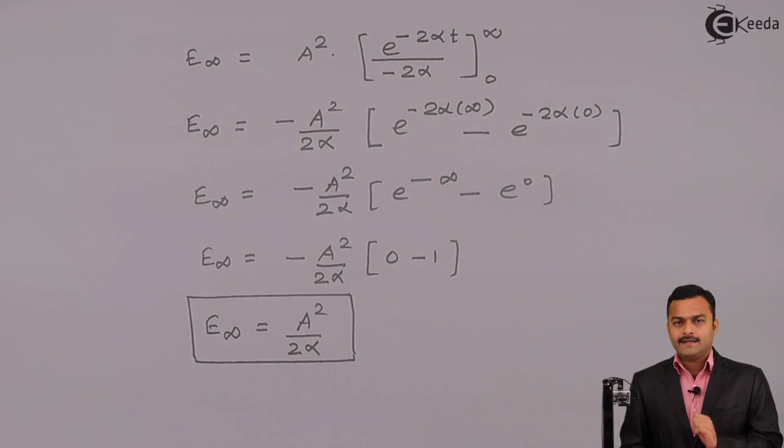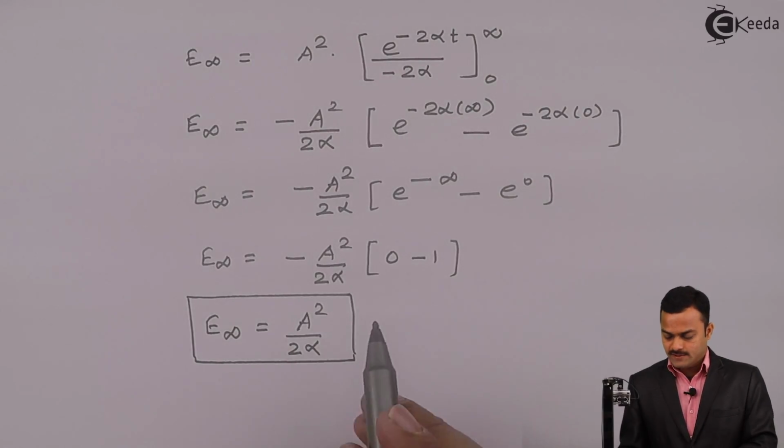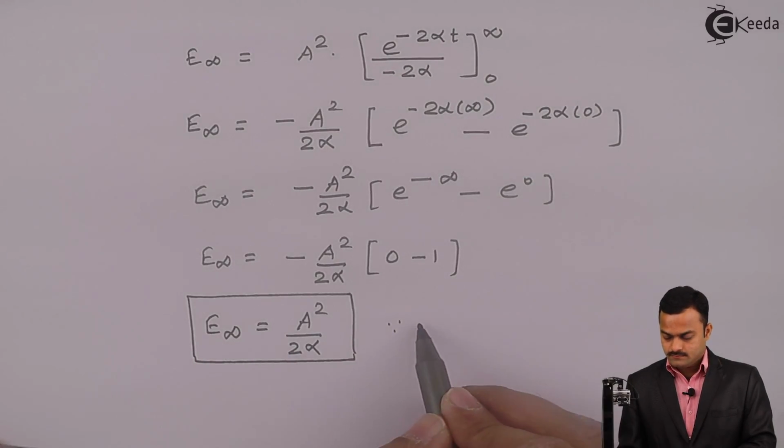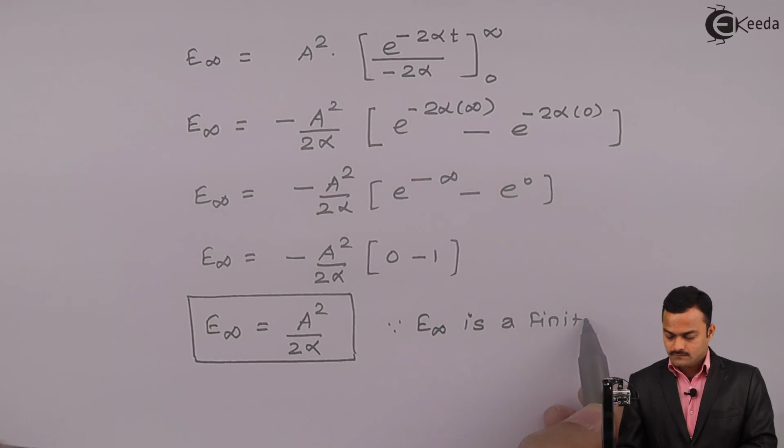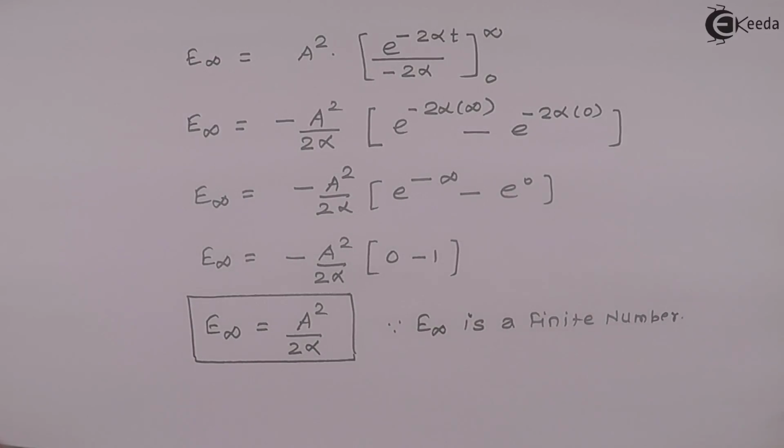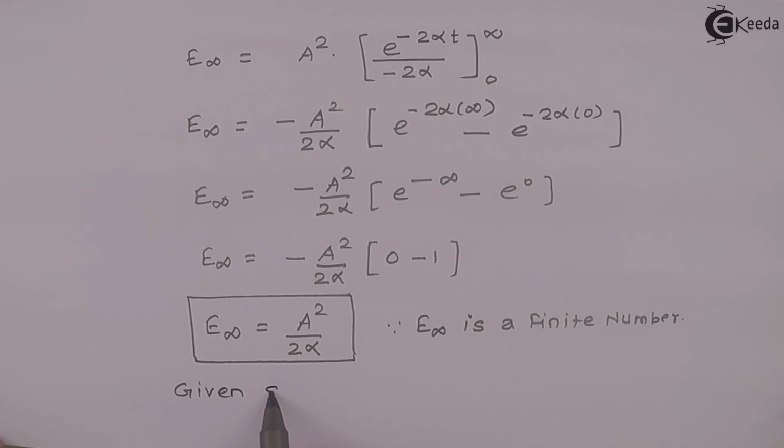So a finite number I will be getting for energy. Since E infinity is a finite number, meaning the energy of the signal is finite, hence the given signal is an energy signal.